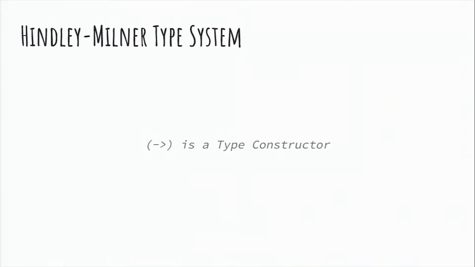And also, the arrow is not that special in type inference. It's just a type constructor. It should do type inference for all types, so why not the arrow? And it's a type constructor because it turns two types into a new type.